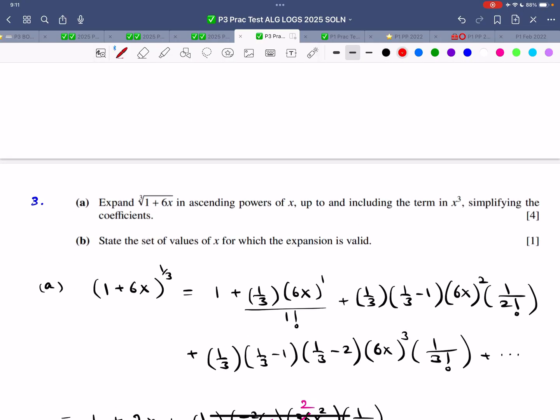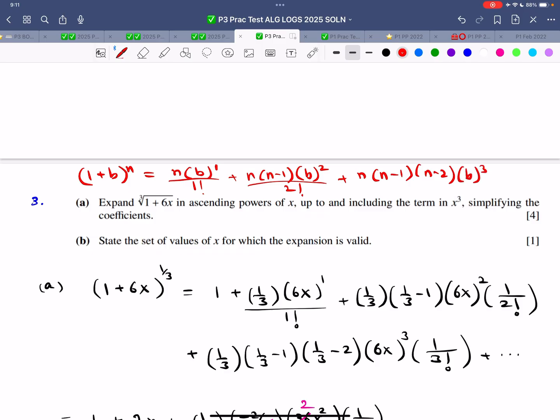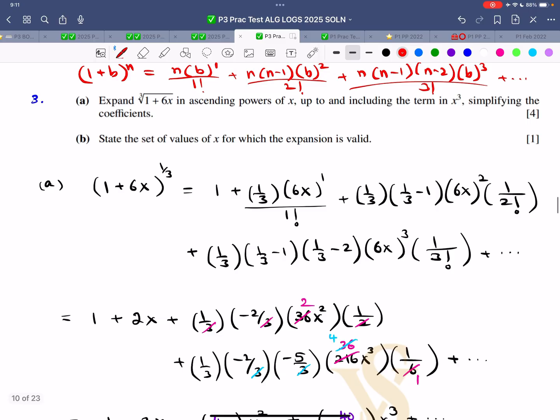So the expansion is this thing. That is 1 plus b raised to the power of n, that is n, b power 1 over 1 factorial, n minus 1, b power 2 over 2 factorial. And then the series continues. n minus 1, n minus 2, b raised to the power of 3 over 3 factorial. And it goes on.